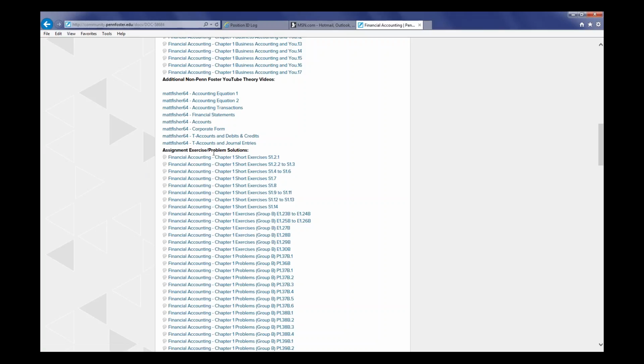Then we have assigned exercise problems and their solutions. Here, I've worked out all of the short exercises, the exercise group B and the problems group B. These here, I worked out as if I was a student.